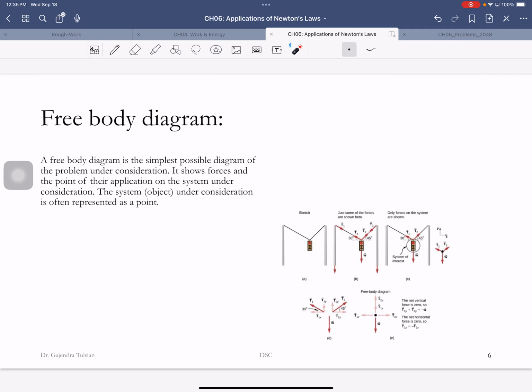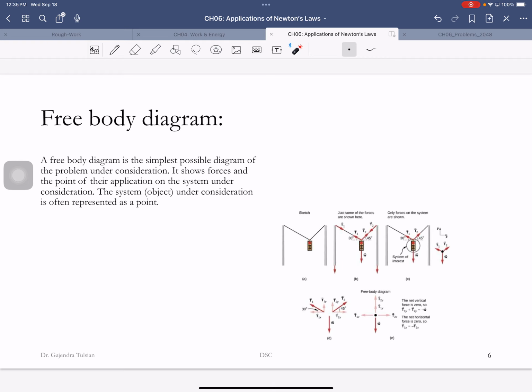All right, so we are going to apply these 3 Newton's laws to various situations, and that's what the rest of the chapter is about. So here's a situation, and we'll learn what this expression free body diagram is. Here's an object.